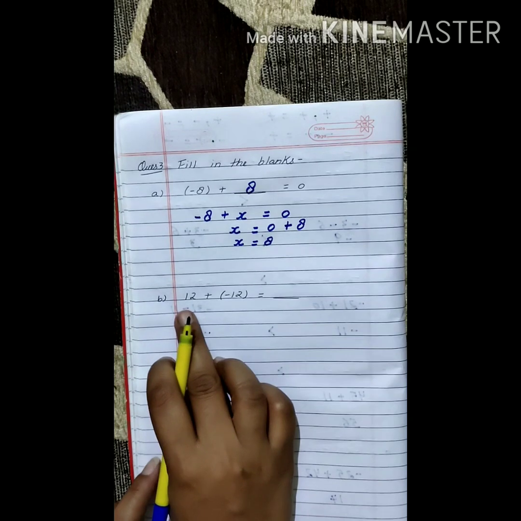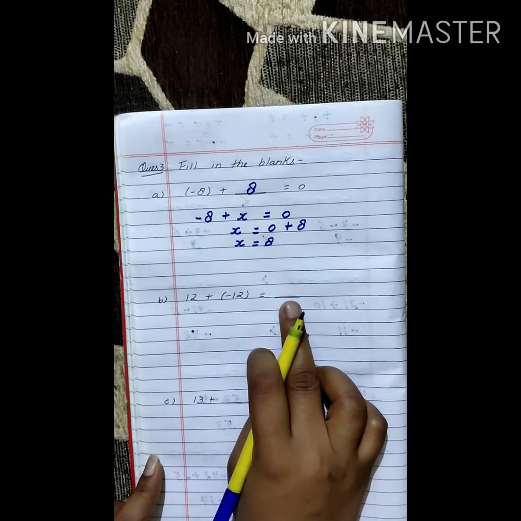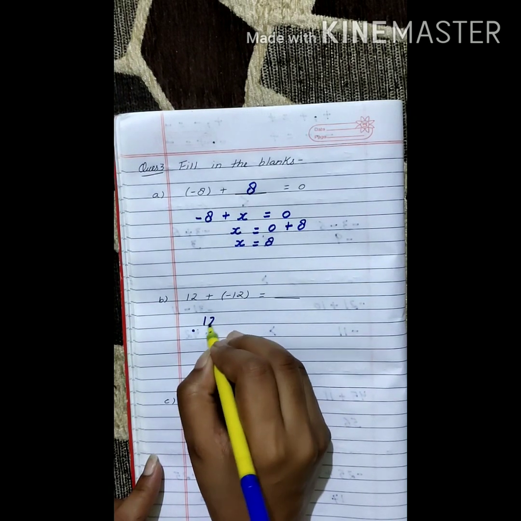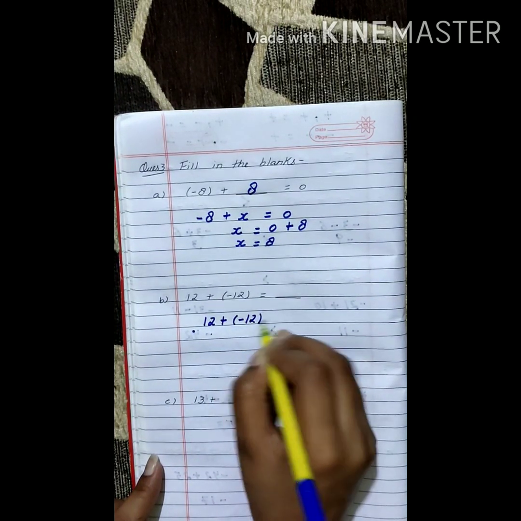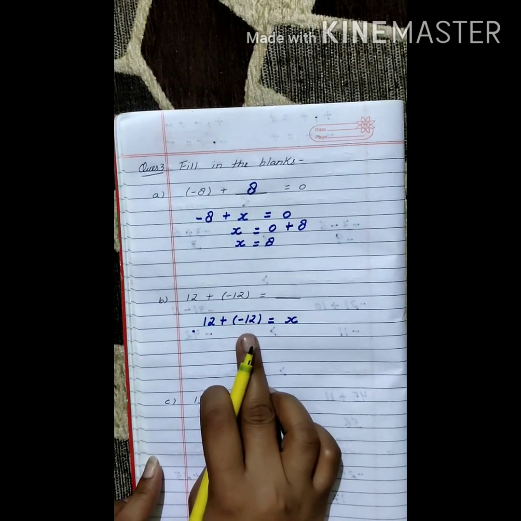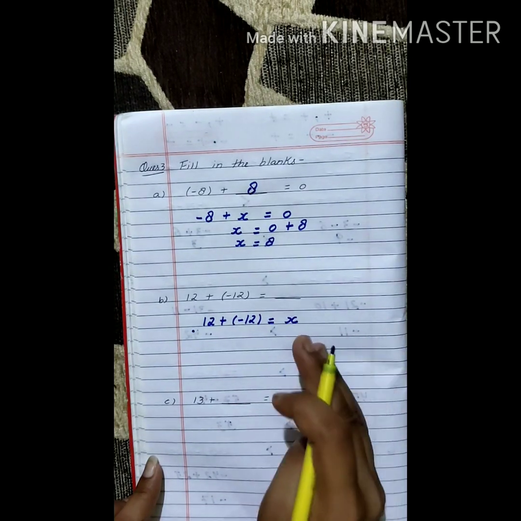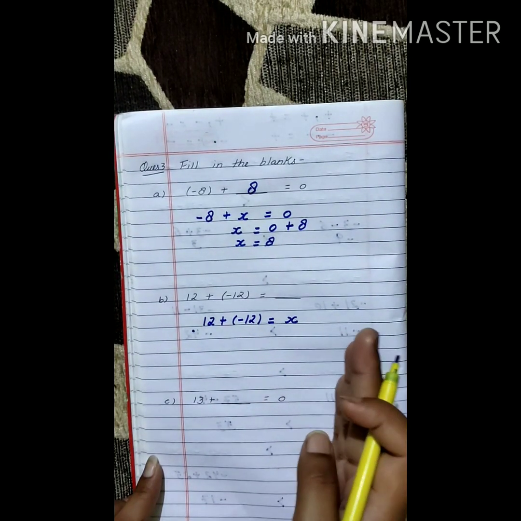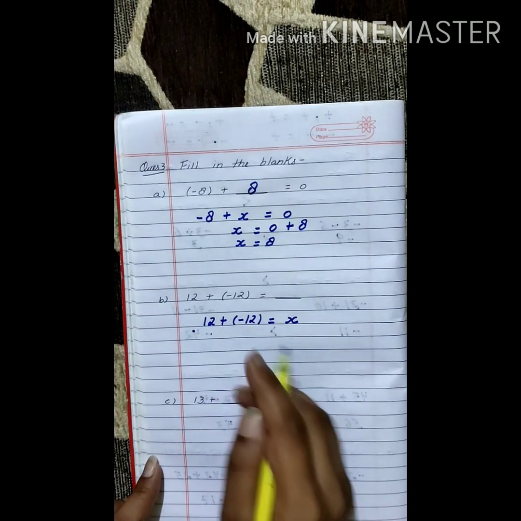B part, 12 plus minus 12 is equals to dash. We have to fill this blank. So firstly, we will fill this blank with any variable like x. Now we will solve this side. Here x is on the other side, so we do not need to transfer any term from one side to the other.